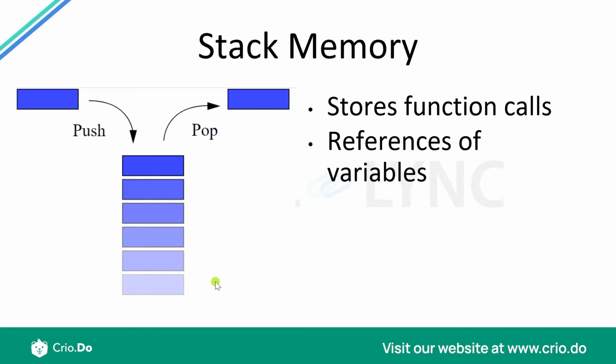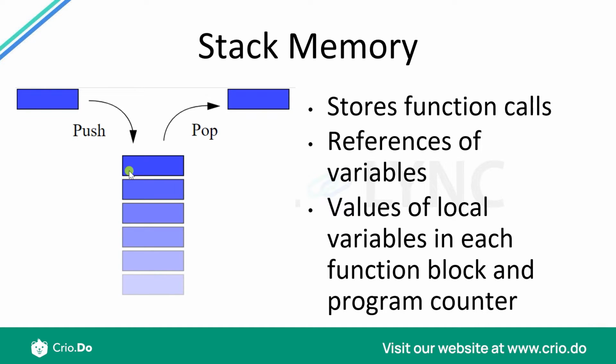The next thing for which stack memory is used importantly is to keep references of variables. So we always created new variables, let's say in the main method, right? Where are these variables stored? These variables are stored in the stack memory itself. Another thing is that all the values of the local variables in each method block or function block and the program counter, all those things are also stored in the stack memory.